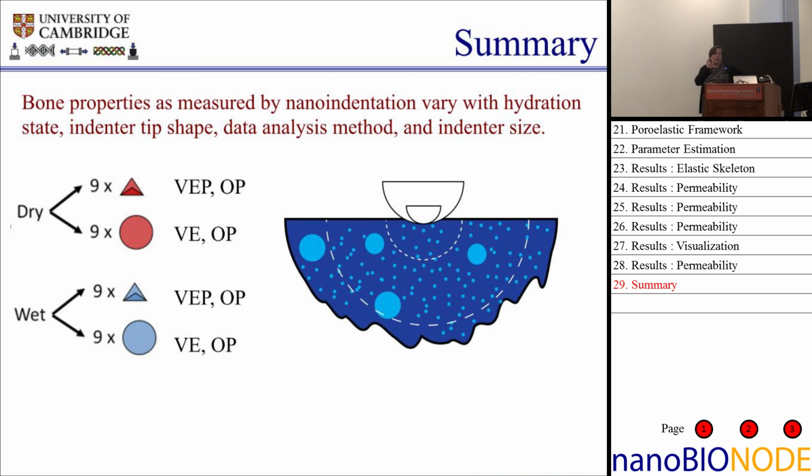So my summary and conclusion is really this cautionary tale that bone properties, and I can imagine this is going to be true of many other biological materials that are not elastic-plastic in nature, as you measure these things by nanoindentation, everything varies with the hydration state, with the indenter tip size and shape, with the data analysis method. And as I said, I can't emphasize enough, this is all based on the same elastic contact mechanics.